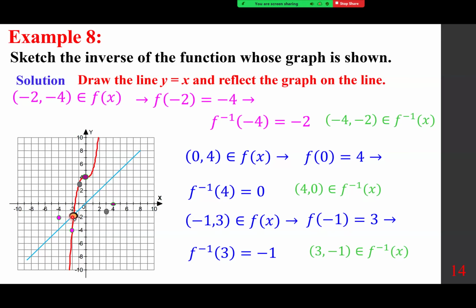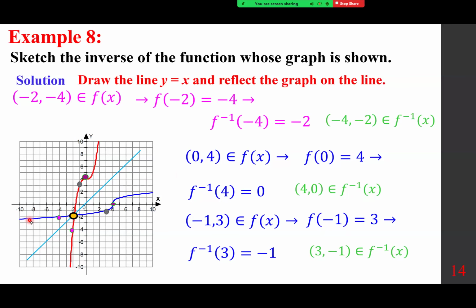And if it's not enough, you can pick more points. So something like this is the graph. Again, if this is not good enough, pick more points, class. But that's how you graph them. You pick easy points from one graph and then corresponding points from the other.